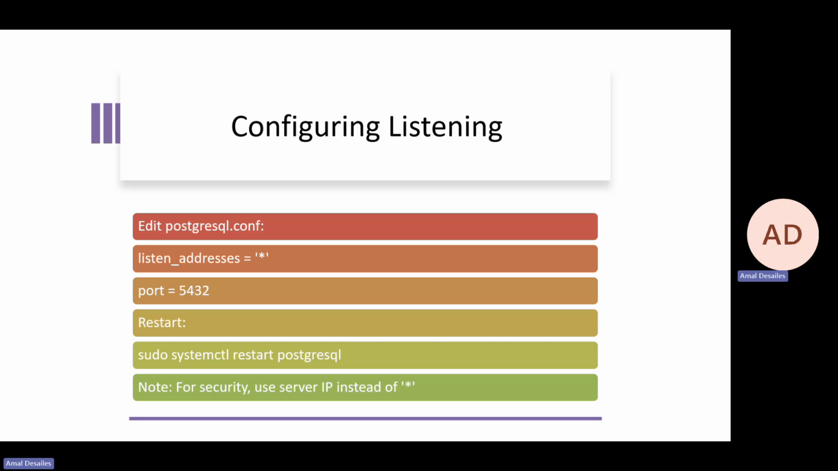Then configure. Postgres only accepts remote connections if securely configured to. The key setting is listen_addresses in postgresql.conf. To allow remote connection for our test, we set listen_addresses equal to the server IP address. The port is 5432, that's the default. After editing, restart Postgres with sudo systemctl restart postgresql. Important security note: listening on the star opens all interfaces. For production, bind specifically to the needed IP.